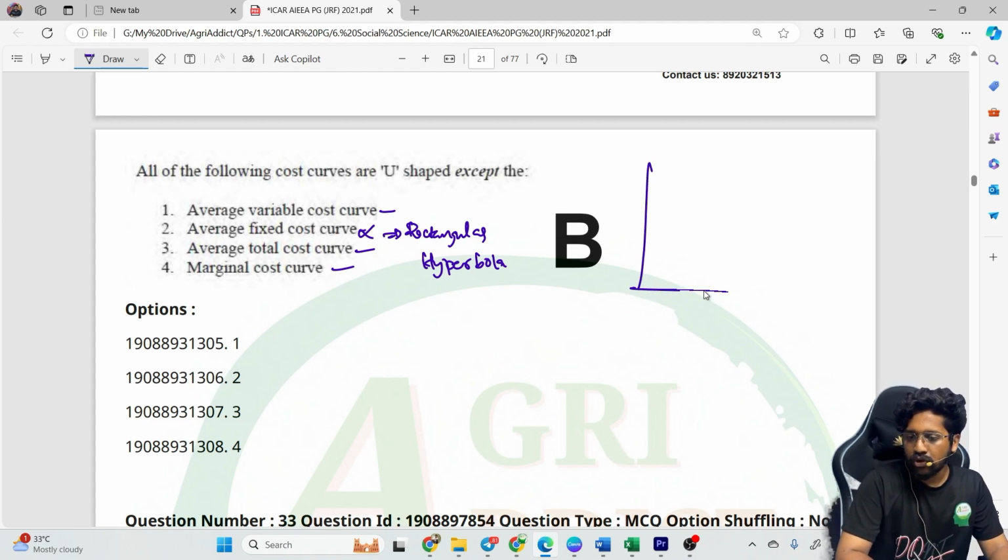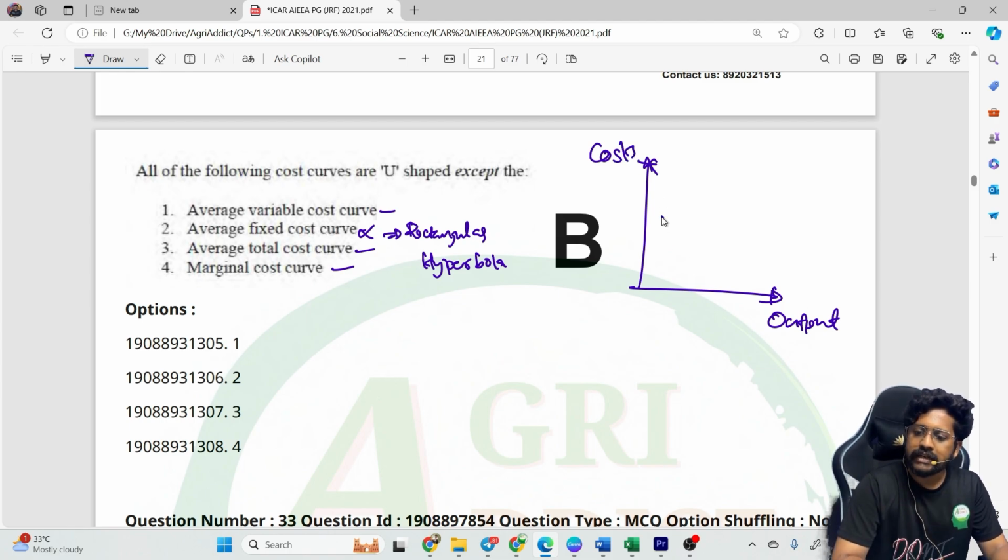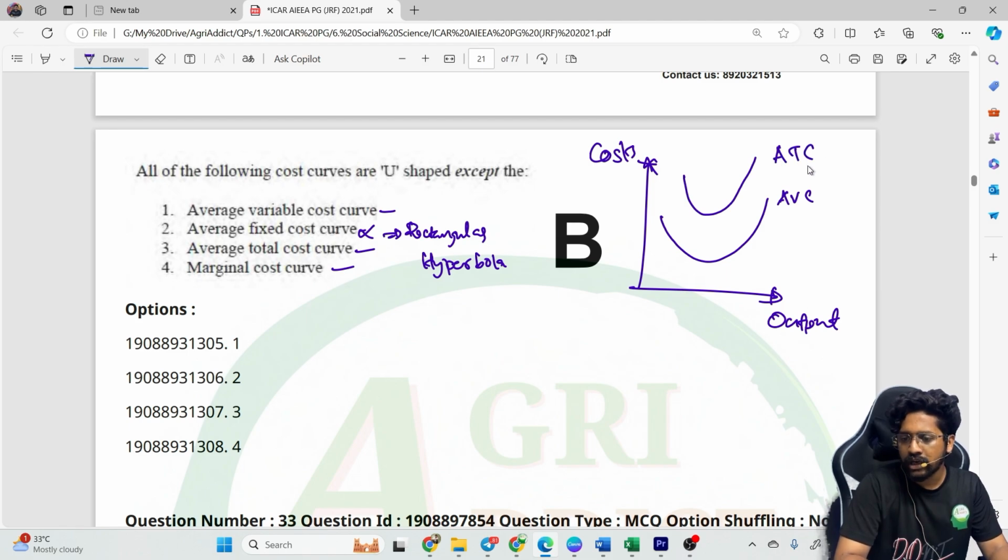So while we are studying the cost curve concept, in the x-axis we will be considering the output and in the y-axis we will be considering the cost, right? So therefore let this be the average variable cost. This is the U-shaped curve, and let this be the average total cost curve. This is also coming above the average variable cost curve because the difference will be the average fixed cost, right?